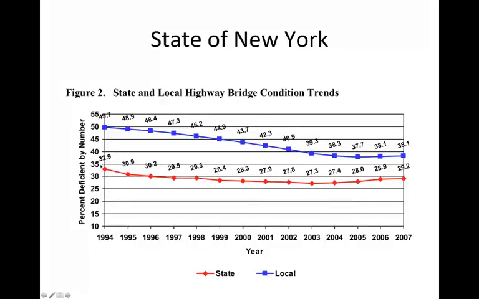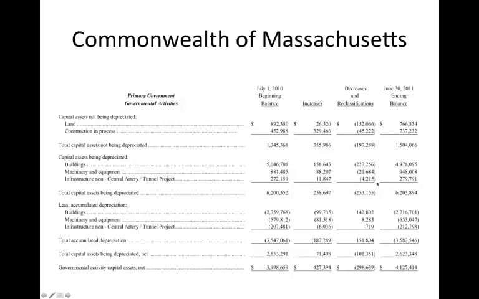There's an improvement for the state highways, but not as much. About 1/3 of them were deficient in 1994 and 29% in 2007, but they'd actually gotten it as low as 27.3%. It's been on the rise over the last 5 years of this trend.